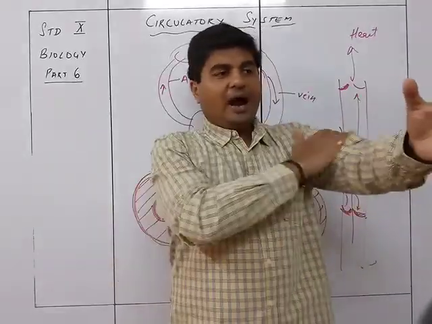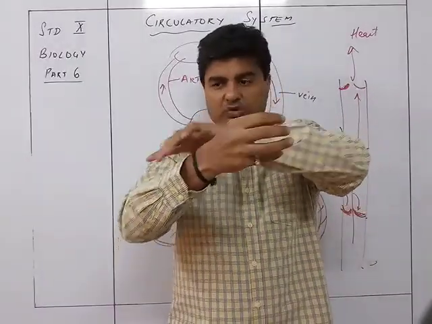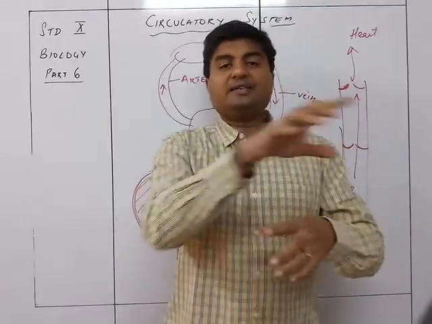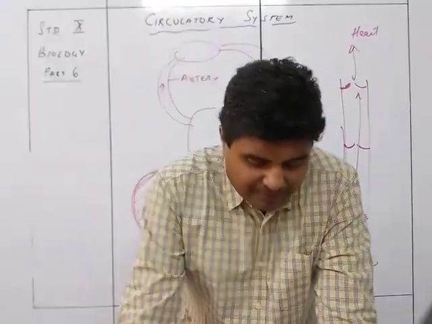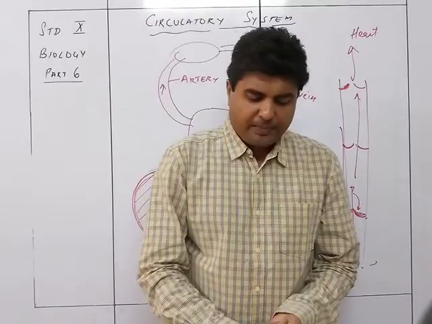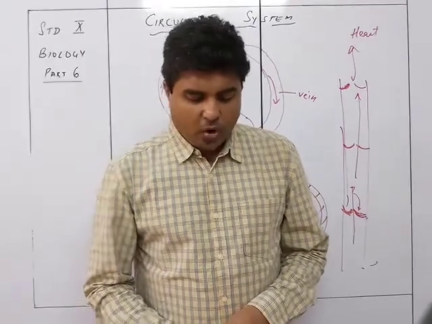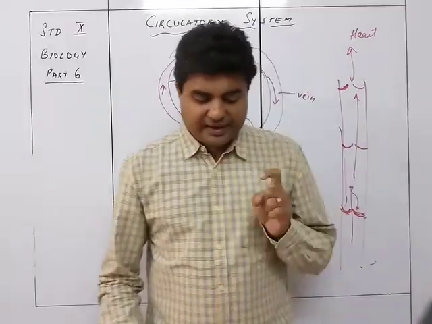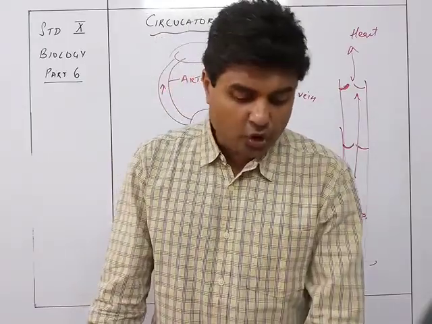So heart, arteries, arterioles, capillaries. Capillaries, venules, veins, heart. This is how the blood is going to travel in the body. A capillary is a very narrow tube, about 8 micrometer in diameter. Its wall consists of a single layer of squamous epithelium, endothelium, and has no muscles.